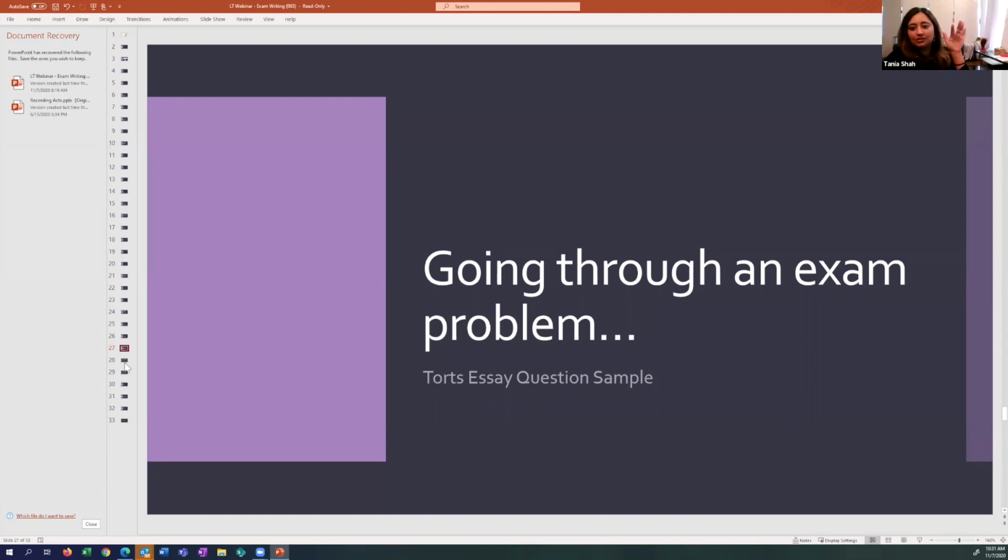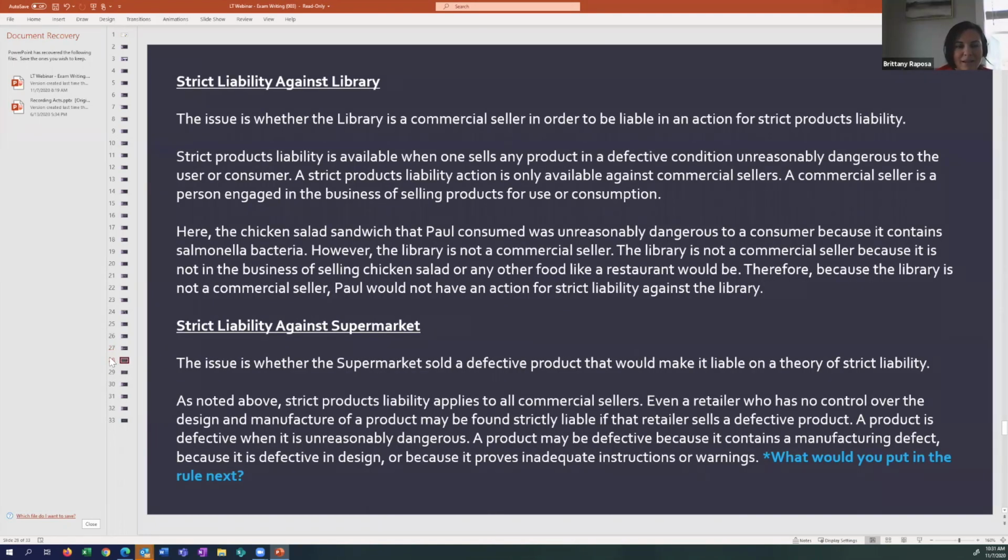We're not going through an actual fact pattern together, but we're going to go through a common type of fact pattern where you would set up the answer. Sorry about that. That's okay. Same thing though. All right, Professor Raposa, let's talk about this meaty answer.